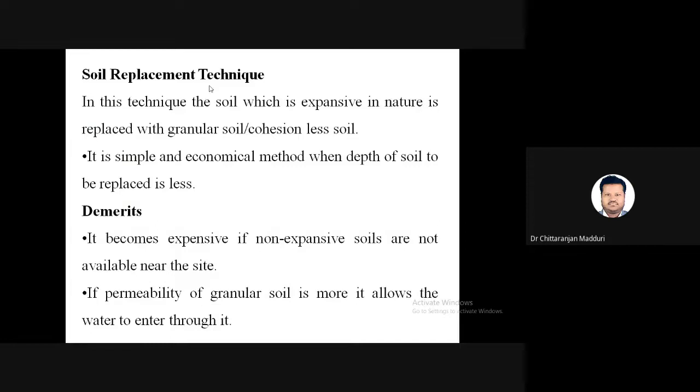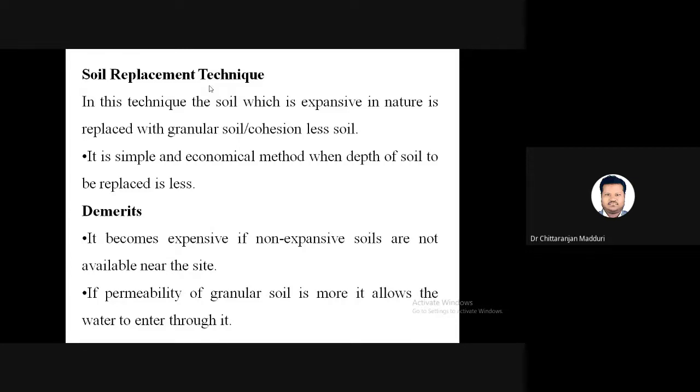It is a simple and economical method when the depth of soil to be replaced is small. If the depth of the expansive soil is very small, then we can go for this method. This method is very simple and also economical because the soil which is problematic in nature is replaced with soil which is not problematic in nature.